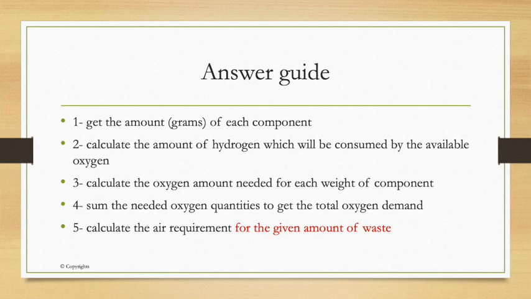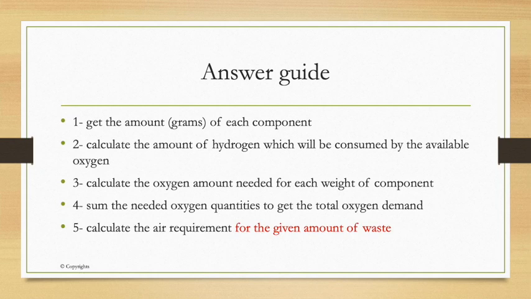Third step is to calculate the oxygen amount needed for each weight of component. The summation of the amount of oxygen needed will give you the amount of oxygen needed for the complete combustion of the waste by the given chemical formula. Last thing, don't forget to calculate the air requirement of the waste by dividing the summation of oxygen needed by 0.23 because oxygen is 23% by mass of air.